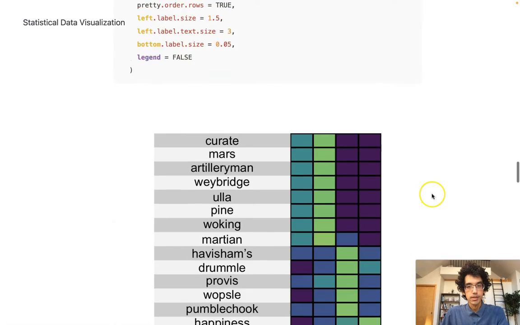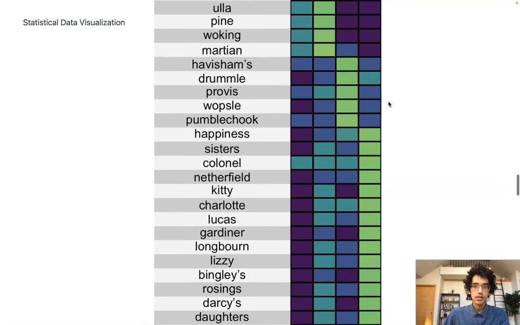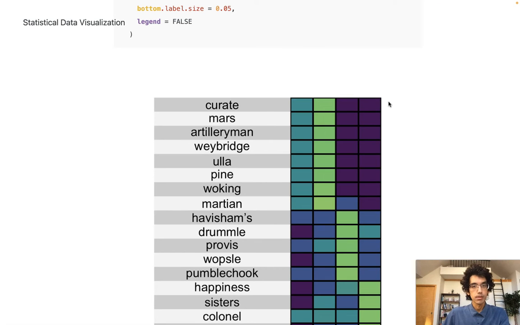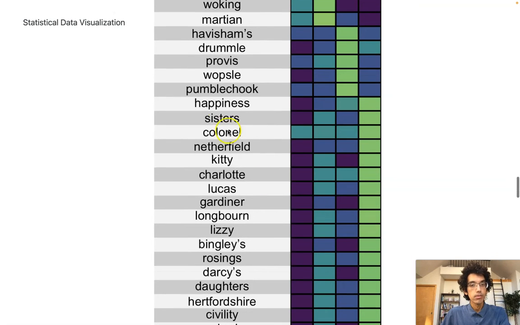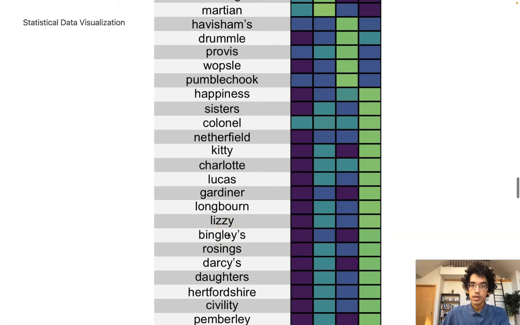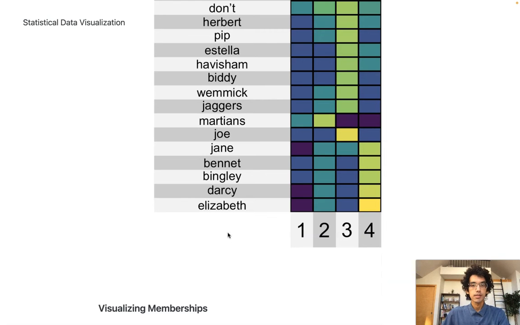Okay, from here we can just make a heat map, and now you're getting words that are maybe not so common, but they have very different probabilities across the topics. And this again reinforces our interpretation of the different topics. So Mars, artillerymen, Weybridge, these are pretty common in topic 2, and that's the War of the Worlds topic. What's interesting here is we're picking up on words which are relatively rare overall, but which are only appearing in one document versus the other. Okay, so that's another way you can visualize topics.